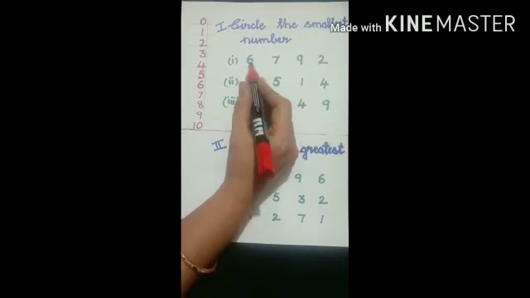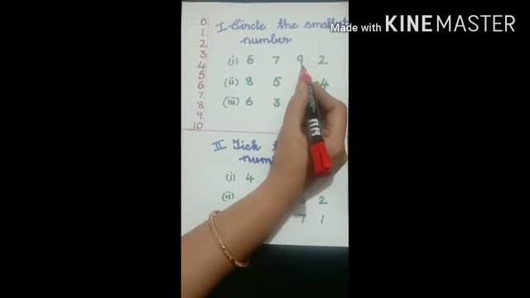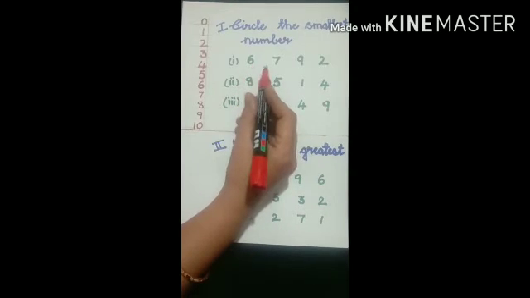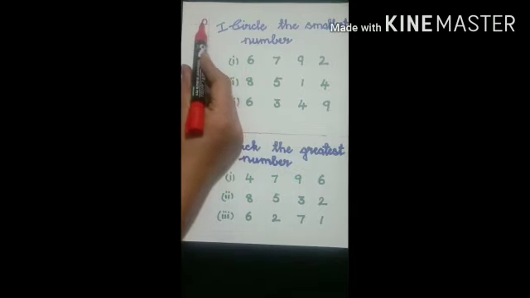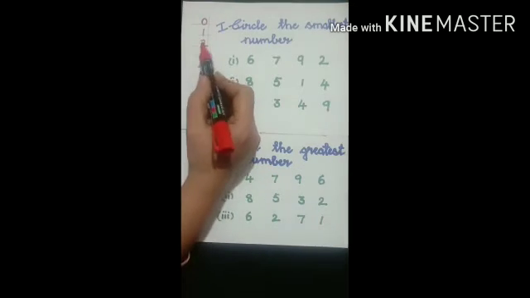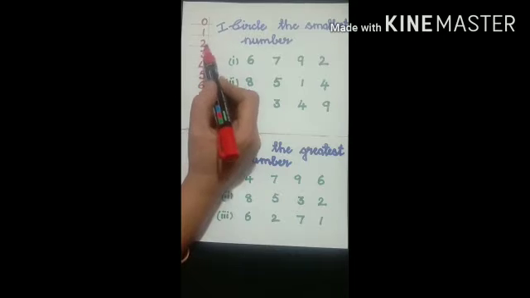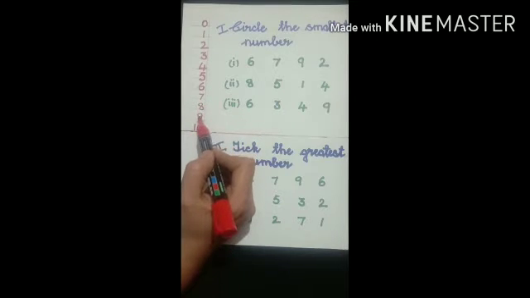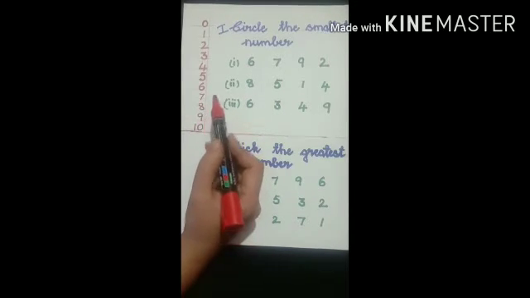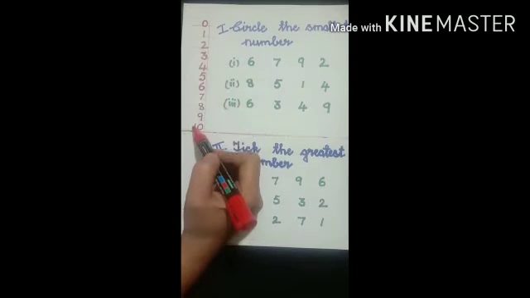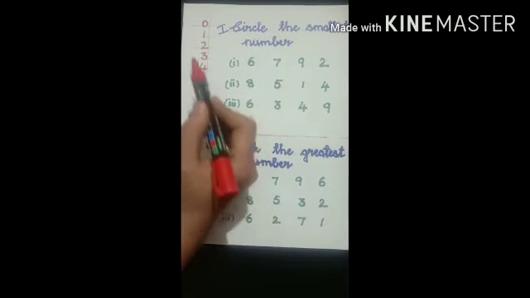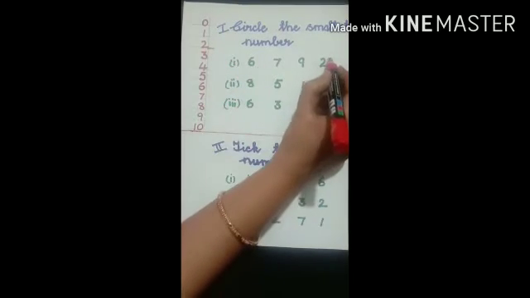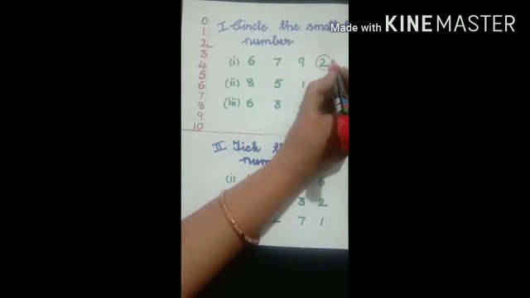Look at the first example. 6, 7, 9, 2. Which is the smallest number here? To find out the smallest number, you have to count the numbers from 0 to 10. Let's count. 0, 1, 2, 3, 4, 5, 6, 7, 8, 9, 10. So, when you count numbers from 0 to 10, which number comes first? Yes, 2 comes first. So, 2 is the smallest number. Circle the smallest number here.